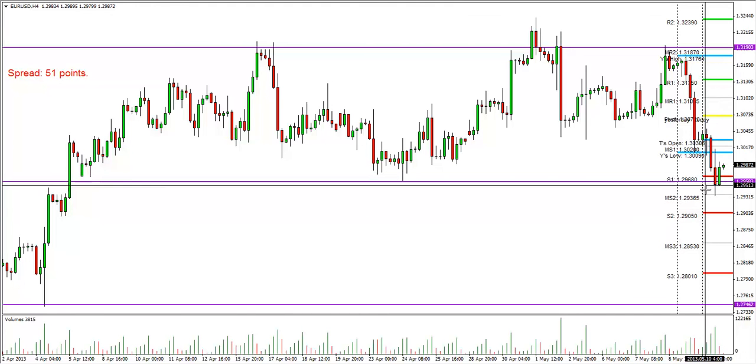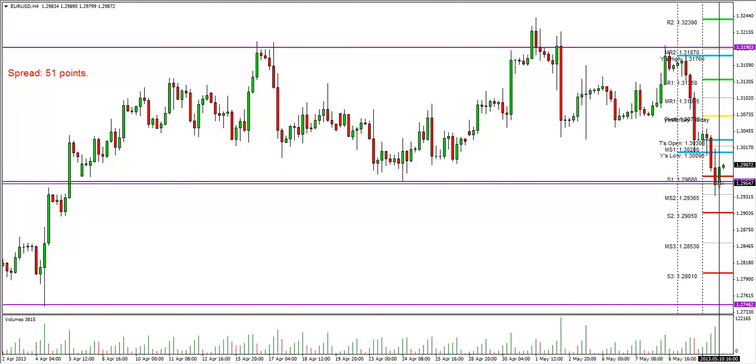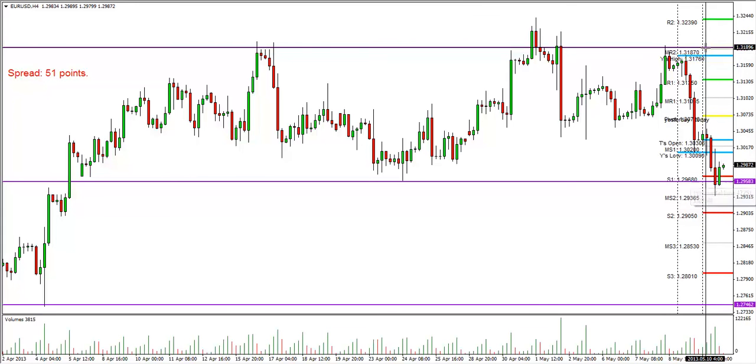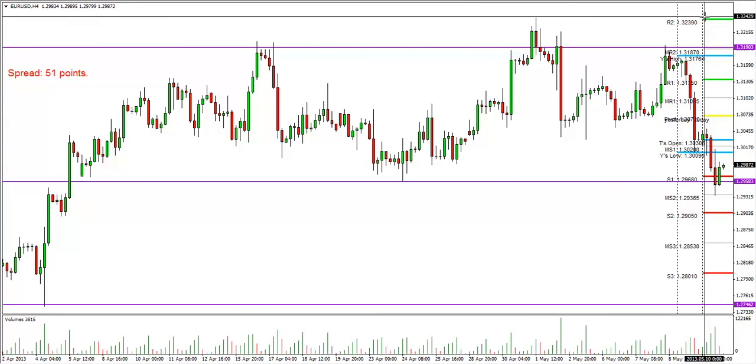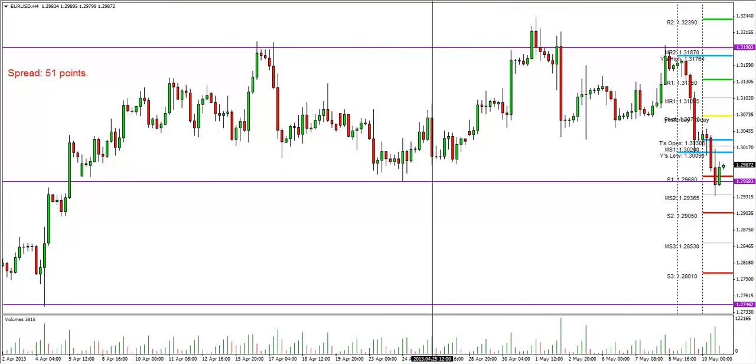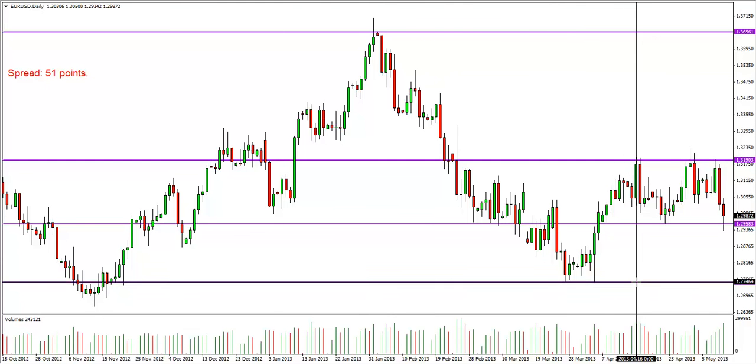So far, for a short idea, this is the exact entry area, like I said, 2950. And with a stop above this area of 3200. So this is going to be your stop, and you're going to be looking at a target of 2750. This is going to be your target right here.